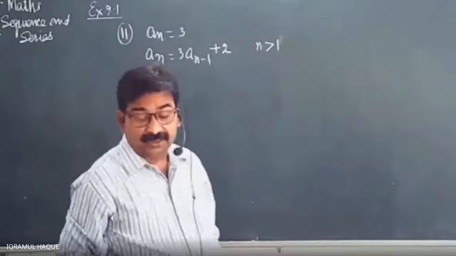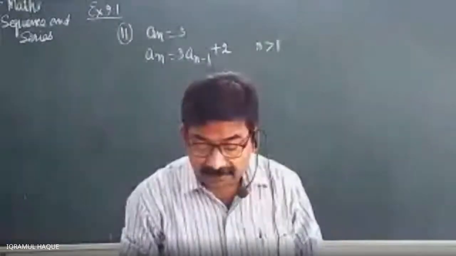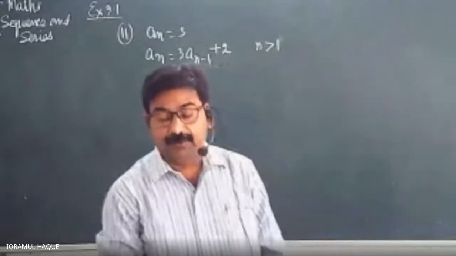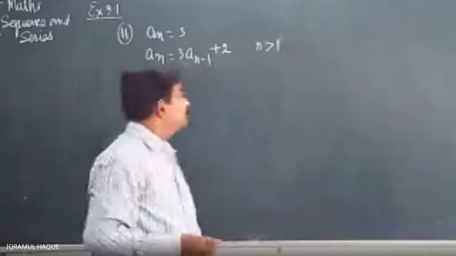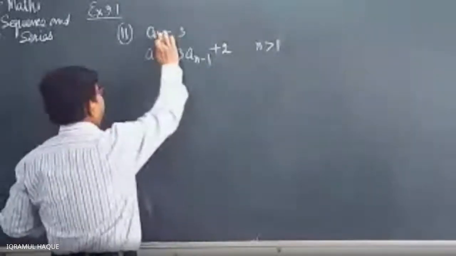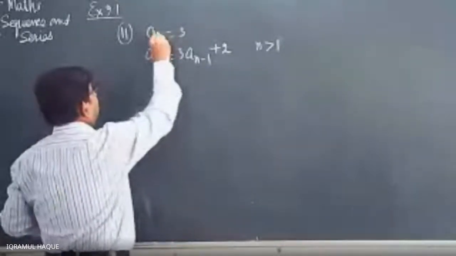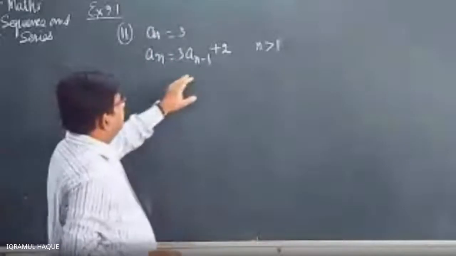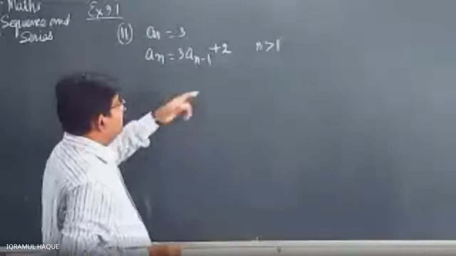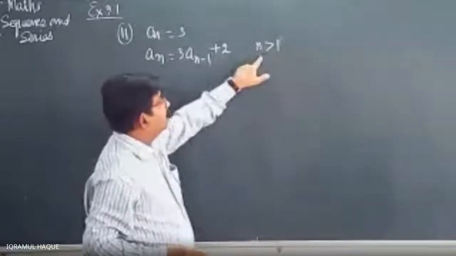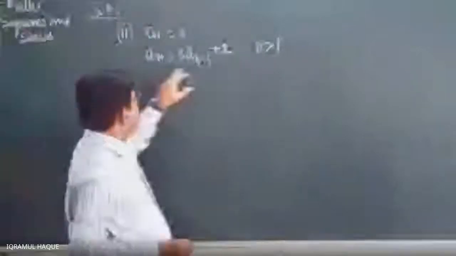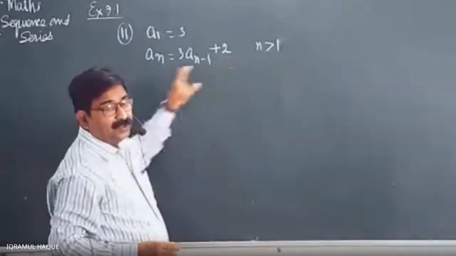So what is the instruction of the question? Write the first 5 terms of each of the sequences in questions number 11 to 13. Same questions. A1 is given already. We have to write a2, a3, a4, a5. So n is more than 1, meaning we already have 1 here. Putting n is equal to 2, n is equal to 3, n is equal to 4.